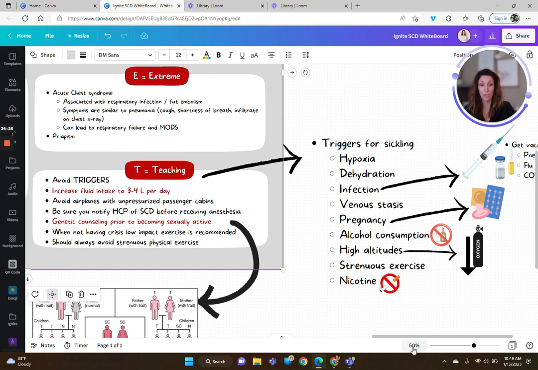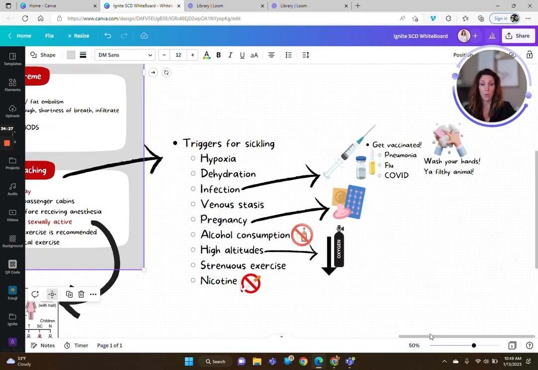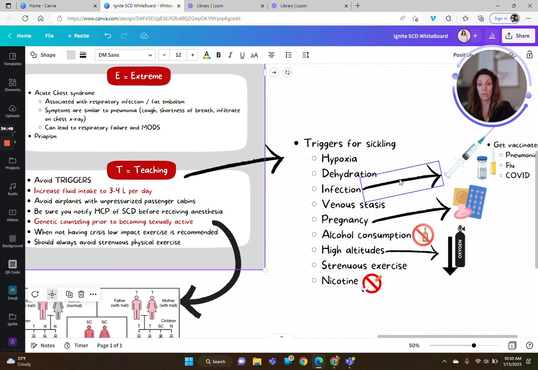They're going to avoid infection. And how can they avoid getting an infection? Well, they can get their vaccines, okay? Pneumonia, flu, and COVID vaccines are recommended for patients with sickle cell disease. And then wash your hands, you filthy animal, right? We want them to wash their hands, avoid large crowds, all those things that we tell patients to prevent getting an infection. Avoid venous stasis. So, don't sit in one spot for 3 days. If you're on an airplane, get up and walk around every hour or so. If you go on a trip, get up and walk around, those kind of things. Pregnancy.